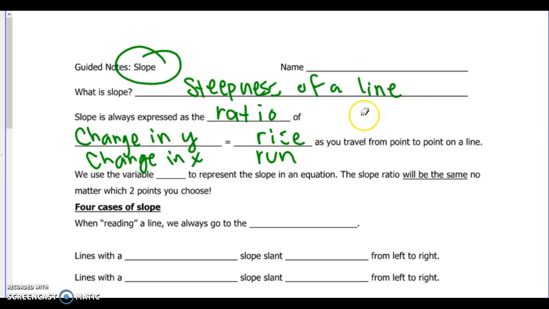Because when we look at a graph such as this, on the y-axis we are rising either up or down, and on the x-axis we are running either to the left or the right. So that's what I mean by rise, going up and down, over run, left and right. So in our proportional relationships, when we have equations, we used the variable k to represent that constant rate of change.